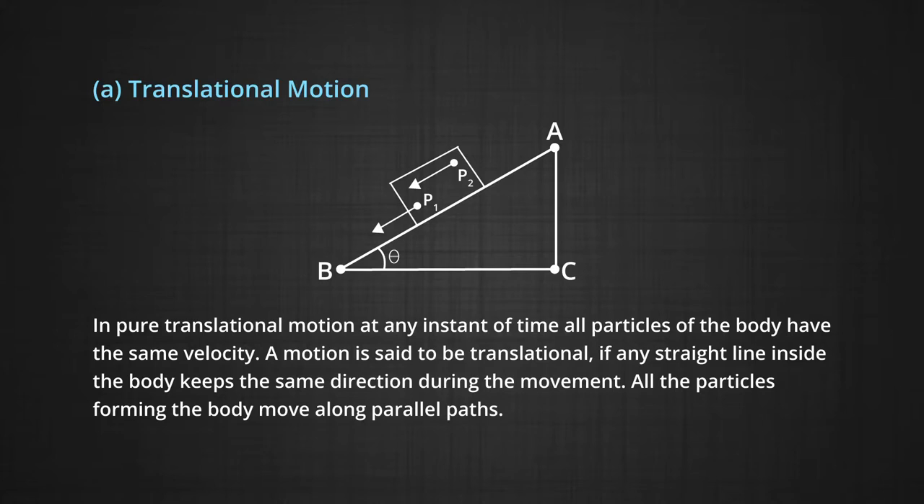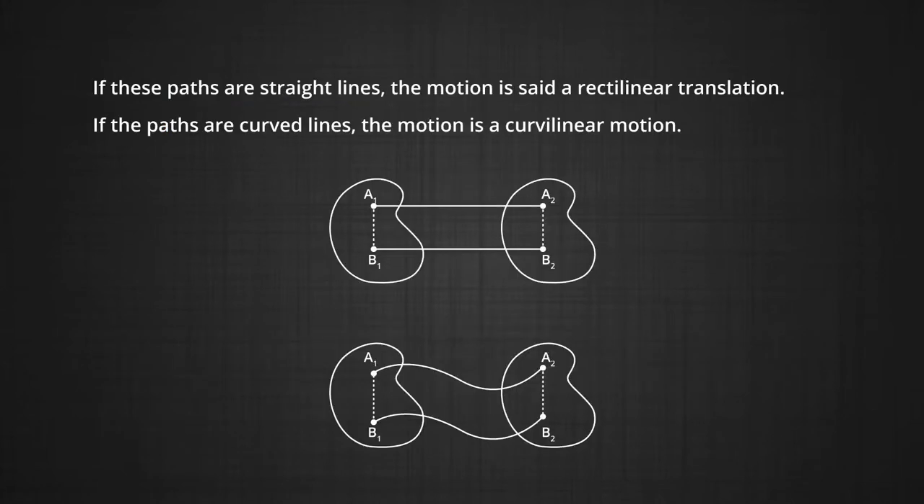In pure translational motion, at any instant of time, all particles of the body have the same velocity, and if any straight line inside the body keeps the same direction during the movement, all the particles forming the body move along parallel paths. If these paths are straight lines, the motion is said to be rectilinear translation, while if the paths are curved lines, the motion is curvilinear, as shown in another figure.